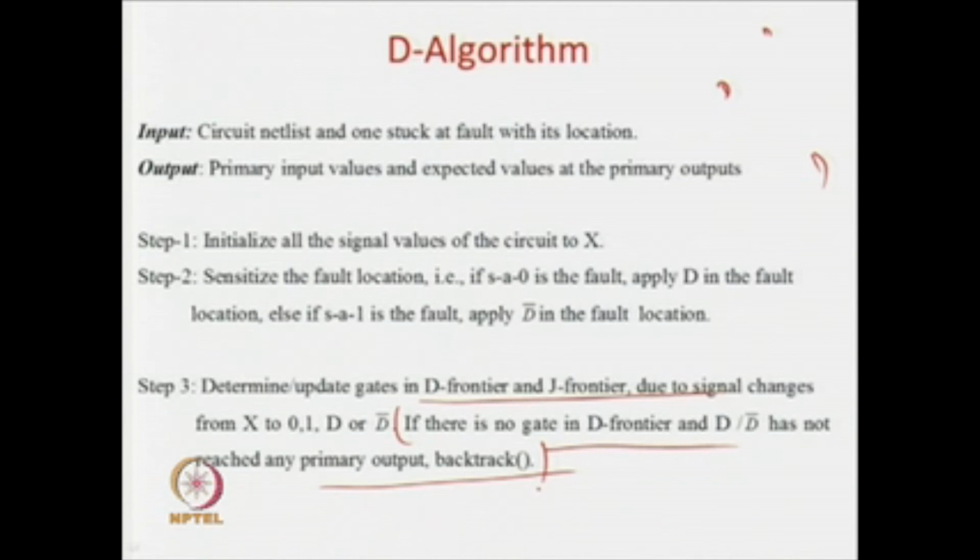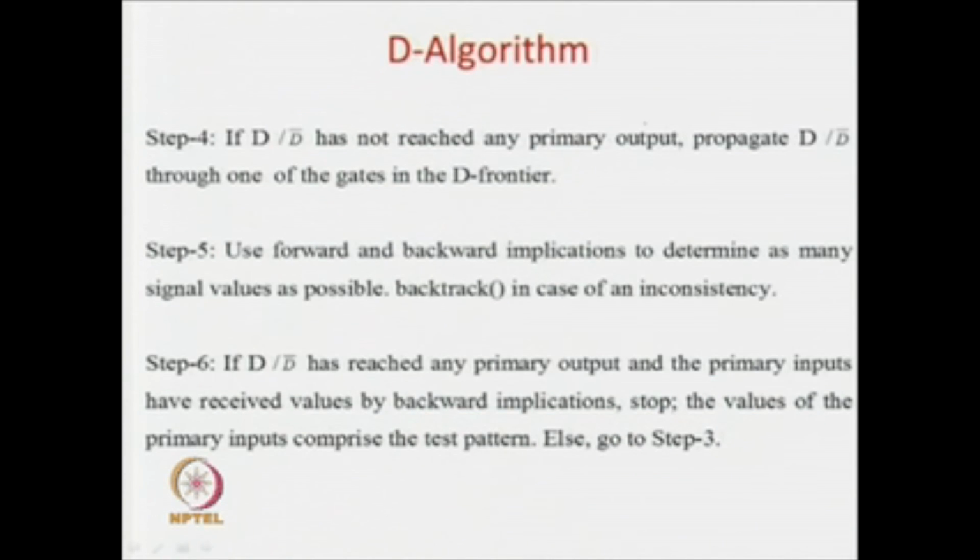Okay, if this is not the case, then you update the D and J frontier, and if there is at least some gate in the D frontier, and you have not yet reached the primary output, propagate D or D prime through one of the gates in the D frontier. That is, you get D or D prime by sensitizing the fault. If there is no gate in the D frontier, then your algorithm has to backtrack and do something else. But if there are a number of gates in the D frontier, then you have to select any one of them, and propagate the value of D or D prime, and you have to do this until you reach the primary output.